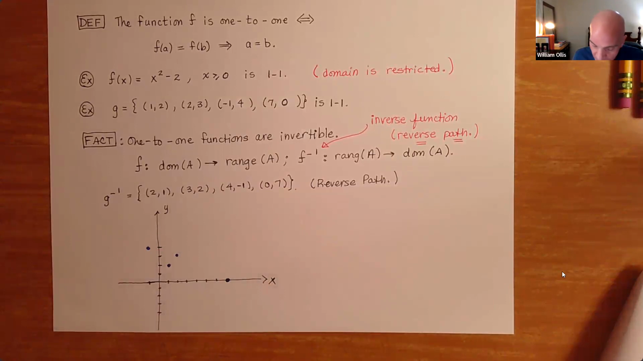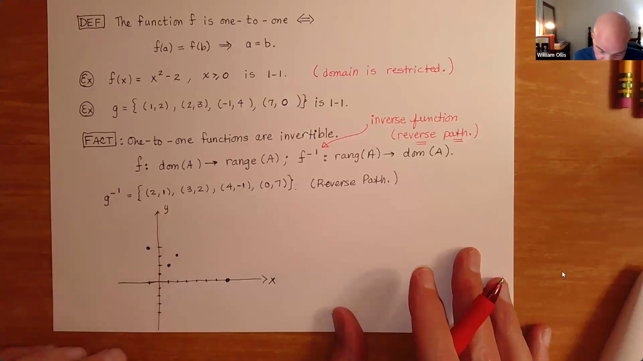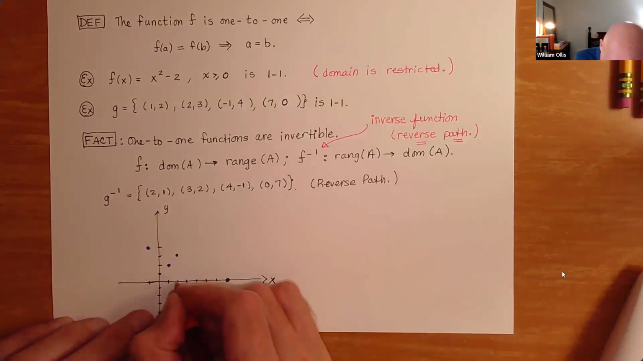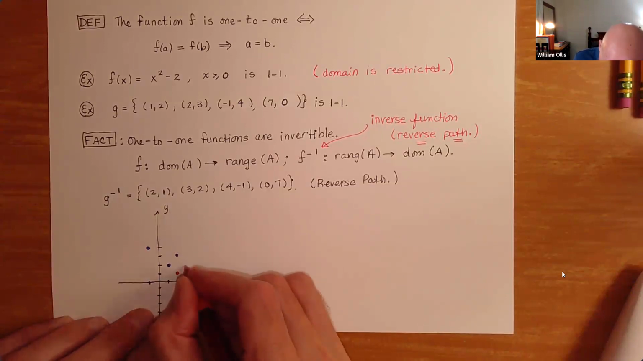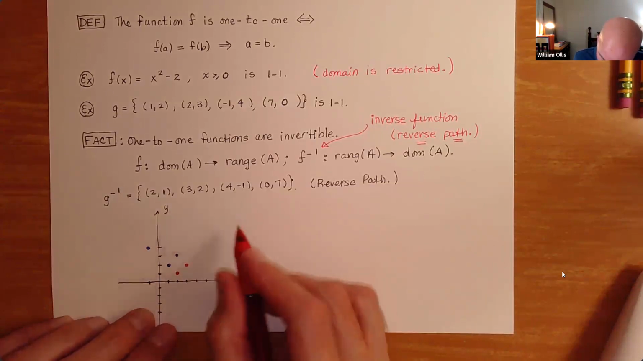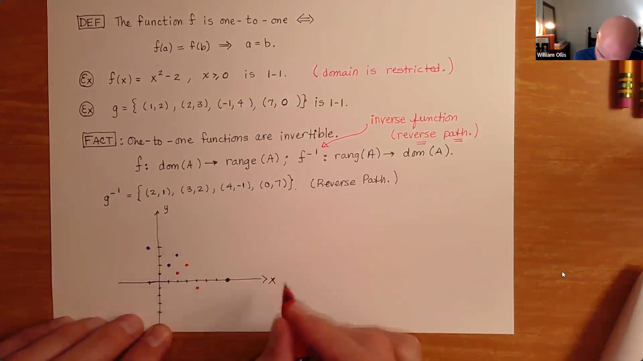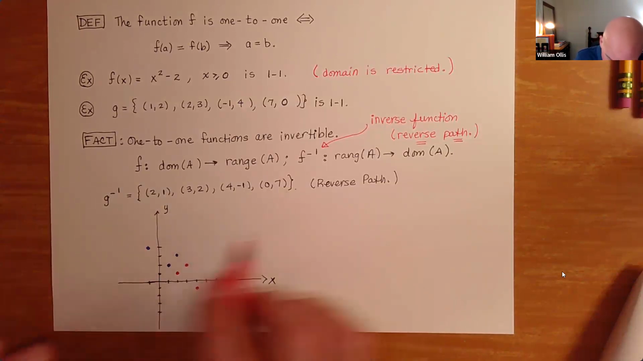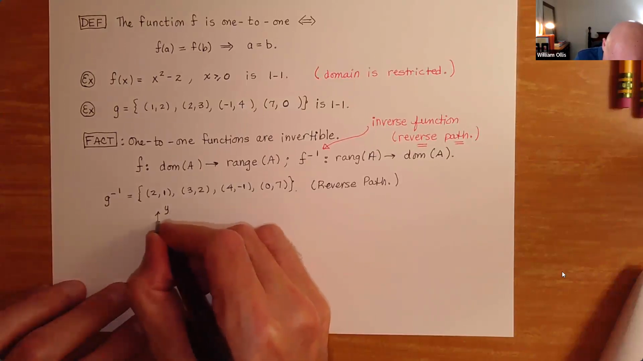Now I will plot the inverse function here with red. So we'll have (2, 1). We'll have (3, 2). We'll have (4, -1). So 1, 2, 3, 4, and a -1. And then we have (0, 7). So let me mark this off here. 4, 5, 6, 7.